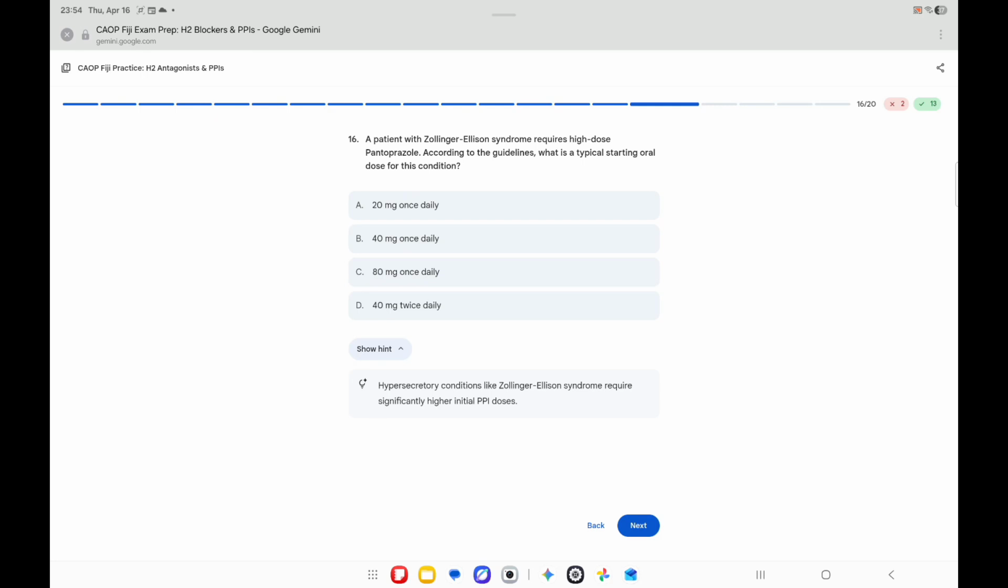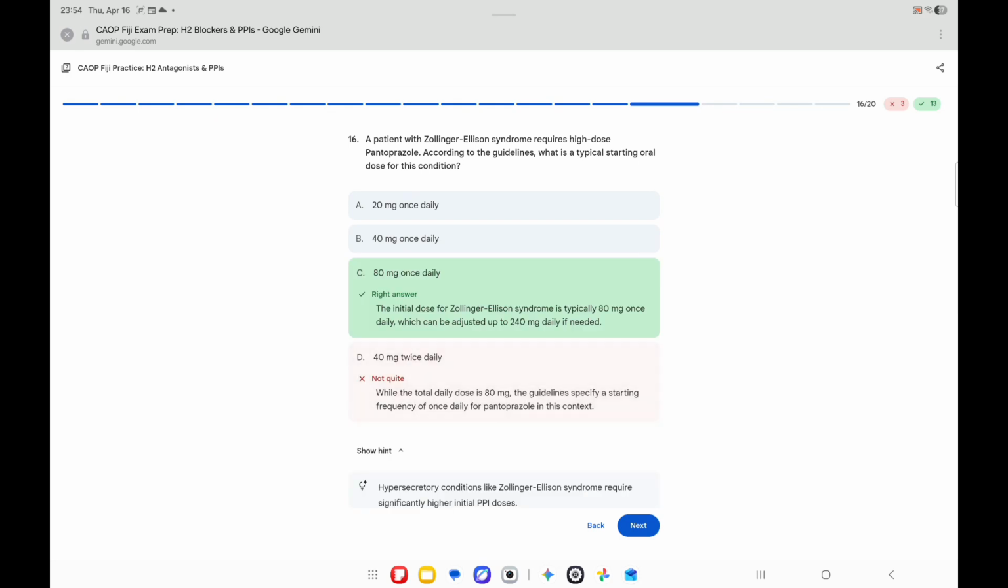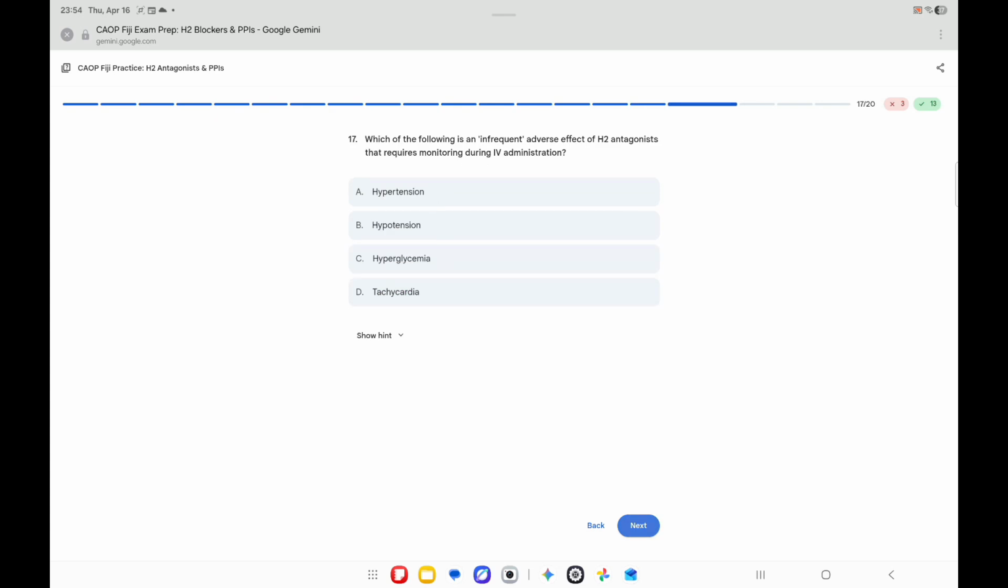So I will go with 40 milligram. I'm not sure about that. It can be 80 milligram once daily, but I think it's 40 milligram because it comes in a 40 milligram tablet. It's wrong. 80 milligram is the right answer. So 240 milligram is the maximum dose that we can give. Three incorrect answers. Let's head towards question number 17.